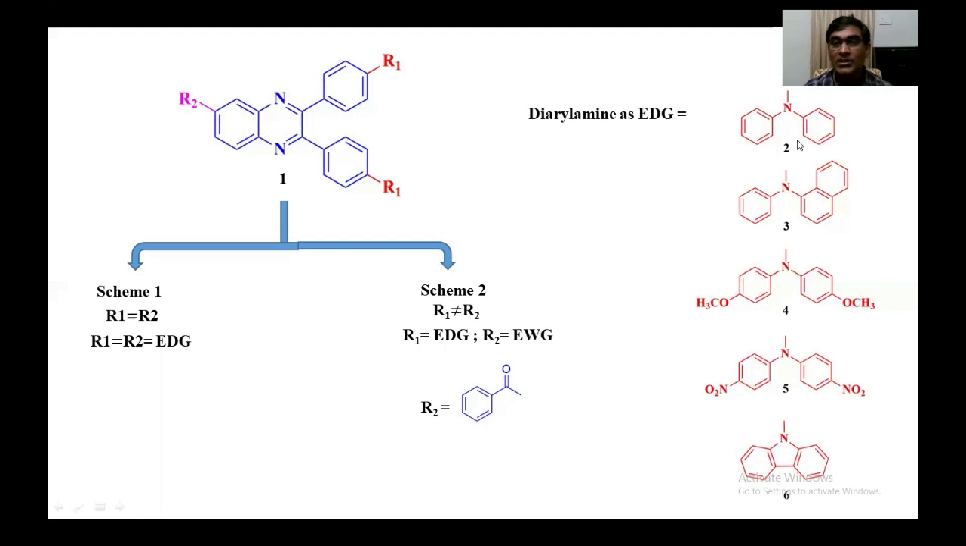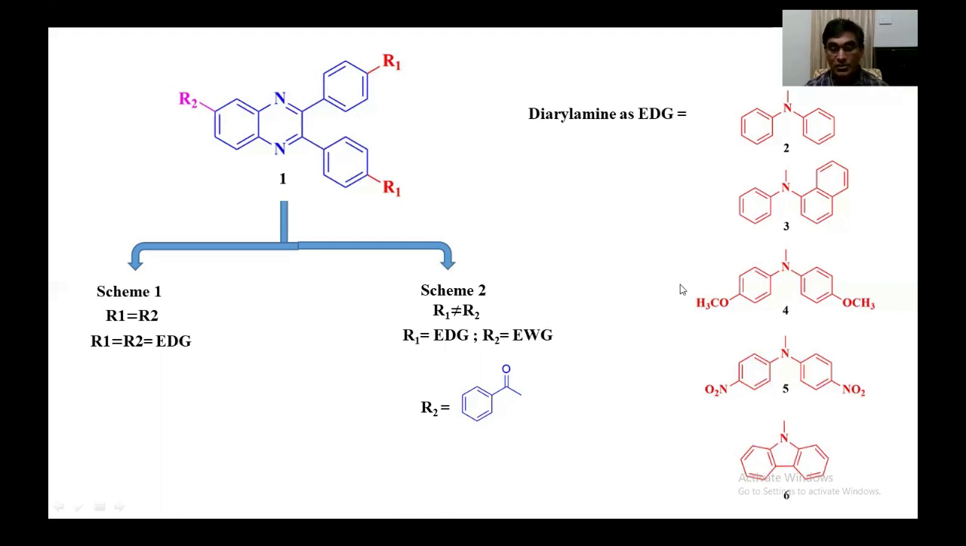So we have diphenylamine, naphthylphenylamine, diphenylamine having methoxy electron donating groups, diphenylamine having an electron withdrawing nitro substituent, and a heterocyclic donor like carbazole. And we studied in detail the photophysical, electrochemical, thermal, and theoretical studies of these molecules to get ambipolar nature in these molecules and the AIE properties.